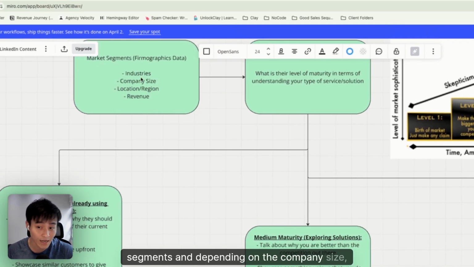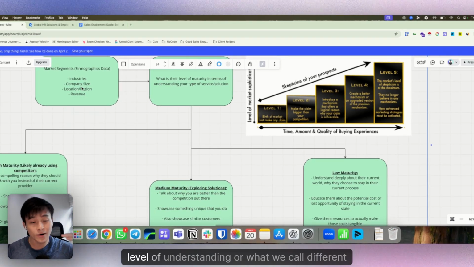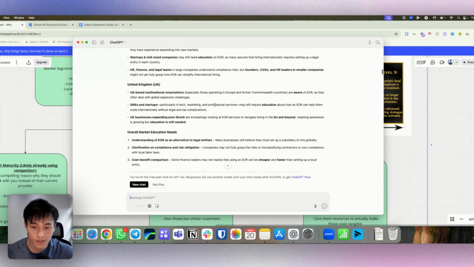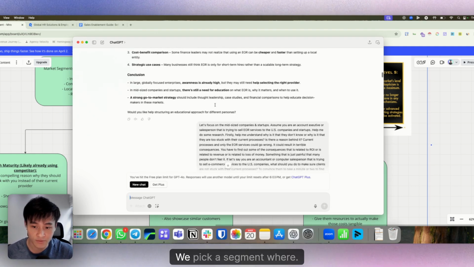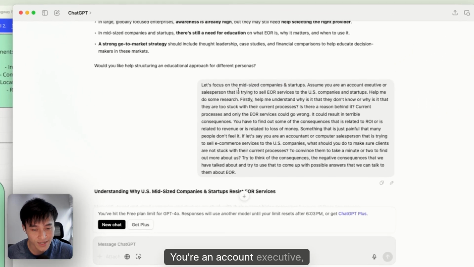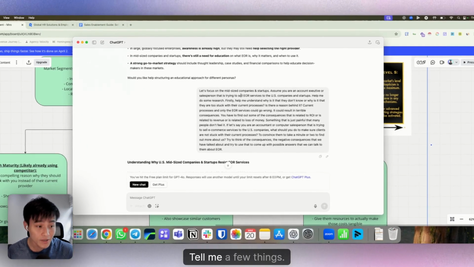And depending on the company size, for example, they will have a different level of understanding, or what we call a different level of market certification or maturity in terms of understanding your types of service and solution. So let's say right now you are a sales rep and we just pick a segment, right? We pick a segment where let's just focus on the mid-sized companies and startups. You're an account executive, you're a salesperson trying to sell EOR services. Tell me a few things.